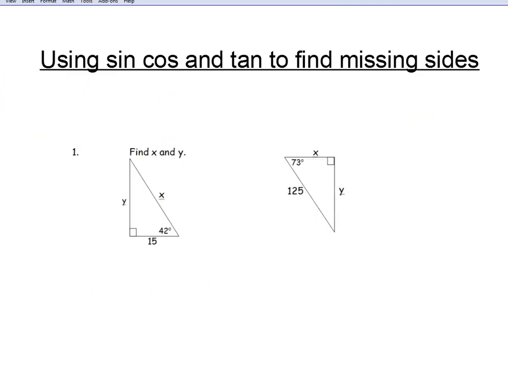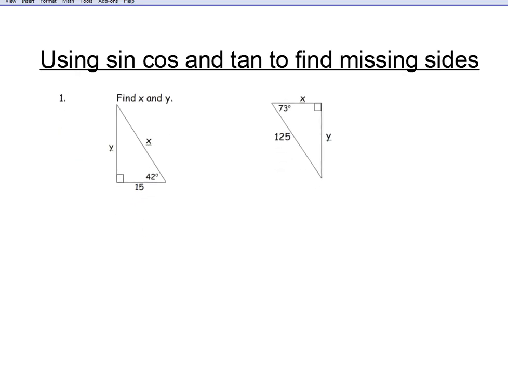Take a look at this. I want to find sine, cosine, and tangent using sine, cosine, and tangent to find missing sides. So take a look at this picture. I'm given a right triangle, but I only know one side. Why can't I use the Pythagorean Theorem? Because if I did, I would have 2 different variables, an x and a y, in the equation. The Pythagorean Theorem is not useful to me. Why don't I use one of the special triangles? Well, my special triangles are 45-45-90 and 30-60-90.